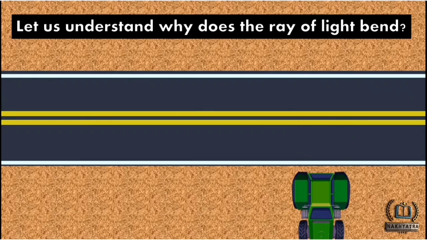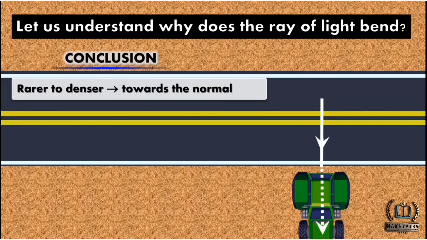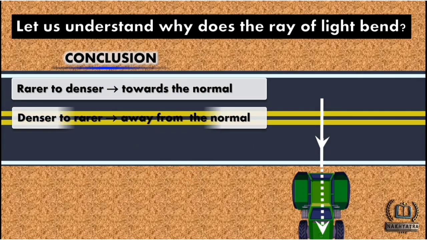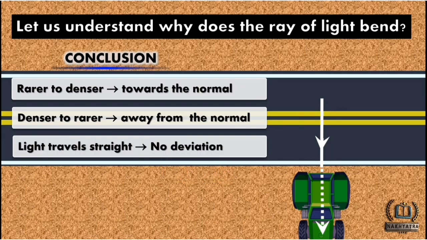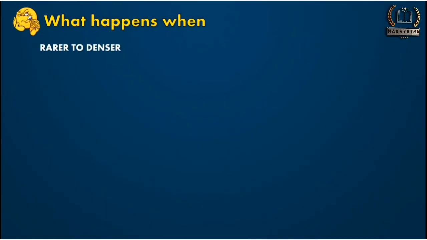Am I clear? So from here we can conclude that from rarer to denser the path of the tractor bends towards the normal. And from denser to rarer the tractor bends away from the normal. And if light travels straight there is no deviation. Clear guys? Now let us see what happens when rare to denser.